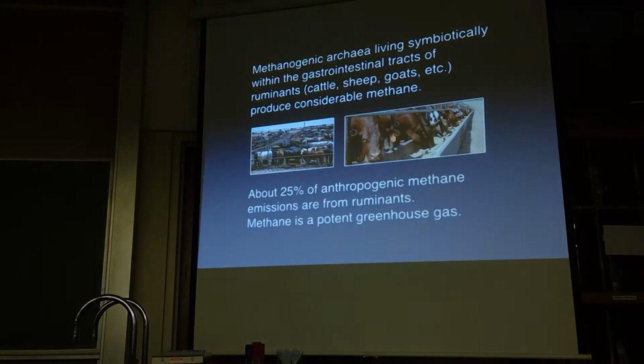So I just looked this up this afternoon. About 25% of what's considered anthropogenic, that is methane generated in association with human activities, comes from ruminants, from us raising cattle, sheep, goats, etc. These animals have the archaea in their gut that produce methane, and they belch and release the methane, which has a significant impact on the atmosphere, because, as I said, methane is a greenhouse gas. So it's warming our atmosphere.